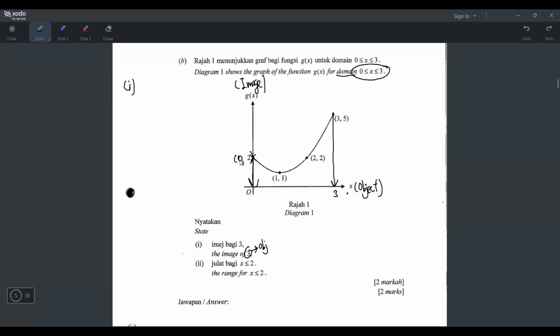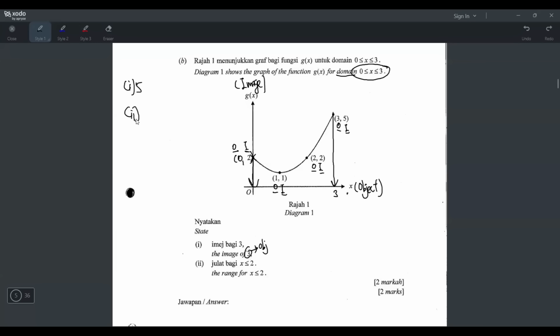So it means if (0, 2), this is the x coordinate, what it means? It means when the object is 0, the image is 2. Same here, object is 1, image is 1. And then when the object is 2, the image is 2. And then the object is 3, image is 5. Basically, all the x coordinates, those are the objects lah, and all the y coordinates are the images. So if they want the image of 3, it means you kena tengok x coordinate 3 lah. So you can see here, when the object is 3, what is the image? 5. So that's the answer, 5. And there is only one point with the x coordinate 3 here. So that's the one we refer to lah.